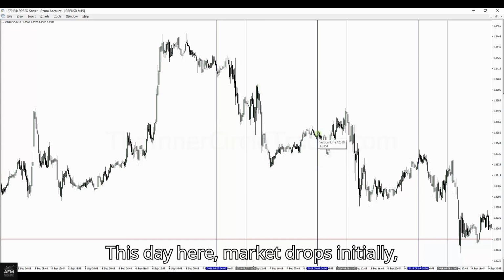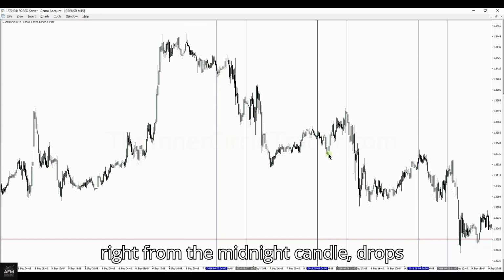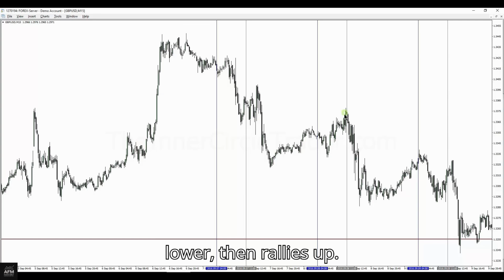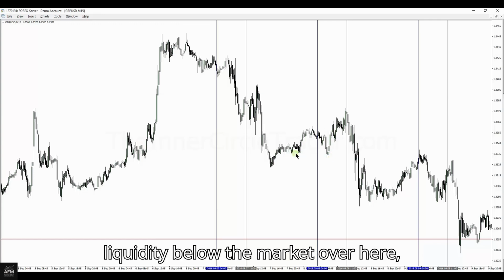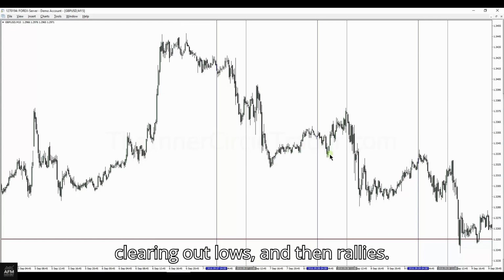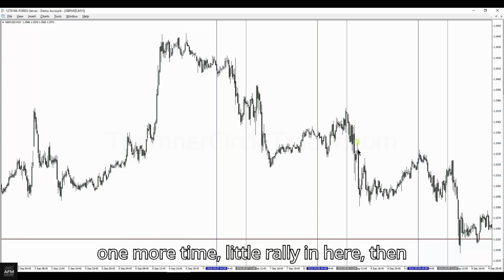This day here, market drops initially, right from the midnight candle, drops lower, then rallies up. So this is market protraction. It seeks liquidity below the market over here, clearing out lows, and then rallies. Right at New York, the market has one more little rally in here, and then sells off.